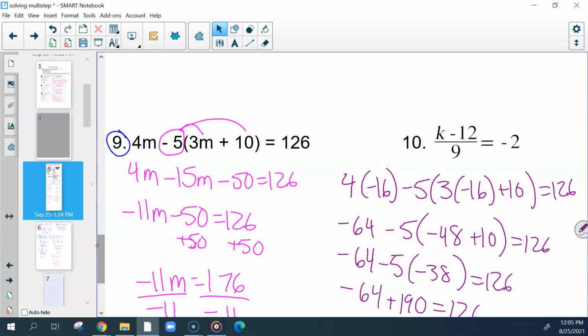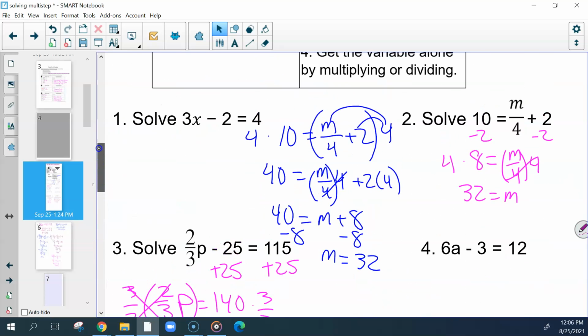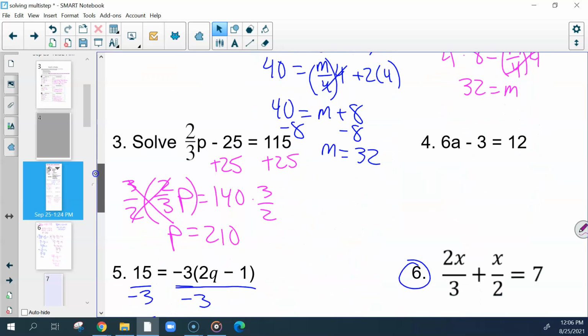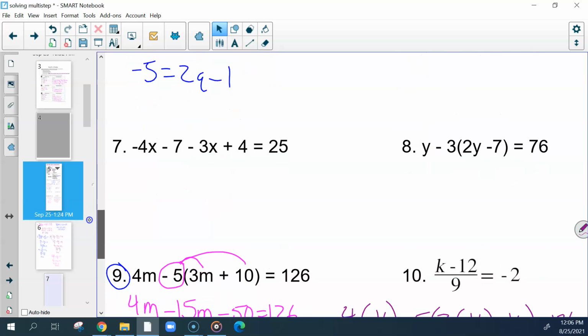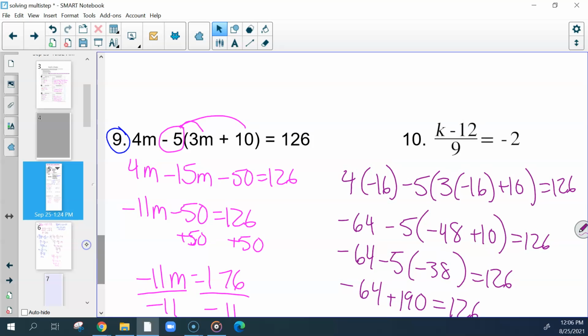Alright, so the questions that are left are 1 through 4, the rest of 5, or you can start 5 over, 7, 8, and 10. Try those problems for the rest of class. I know some of you already started on them. We'll be walking around if you have any questions.